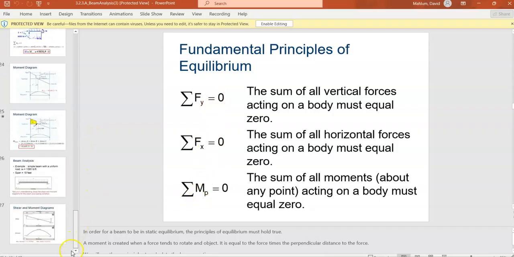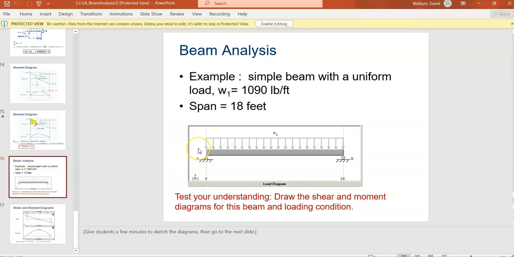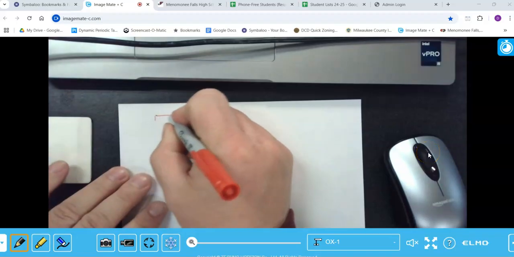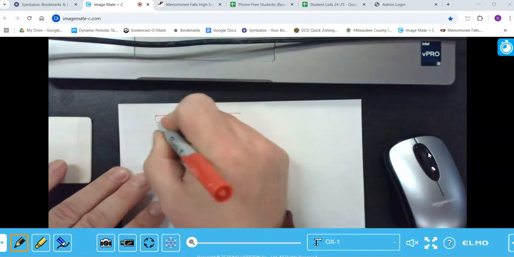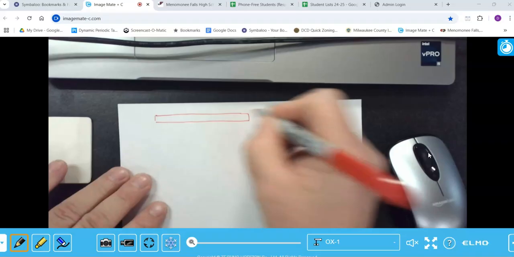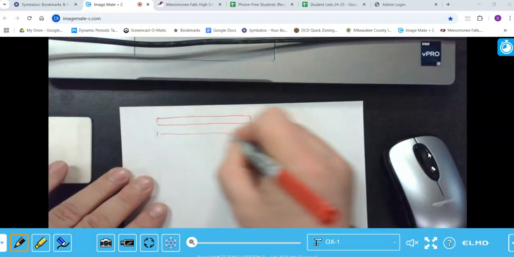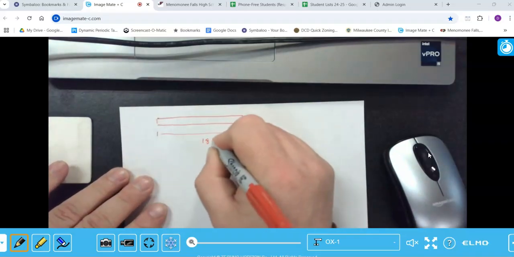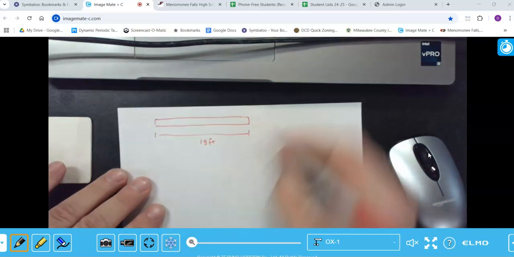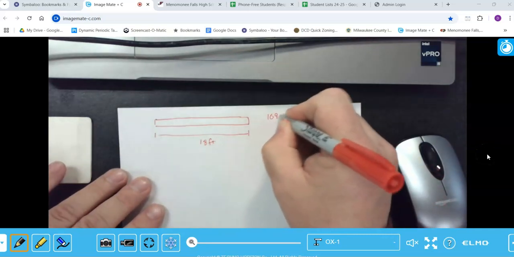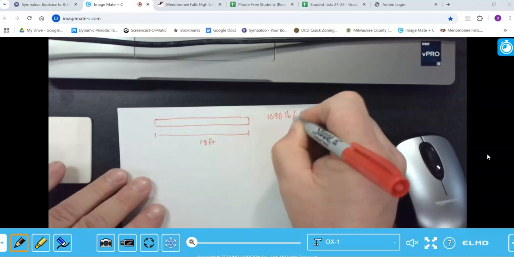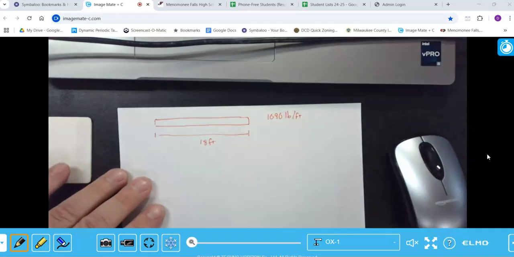The problem is down here and starts with having an 18-foot beam that has a uniform load of 1,090 pounds per foot. The beam starts as an 18-foot beam. So from here all the way over to here is 18 feet. The load was 1,090 pounds per foot. So it's a uniform load.